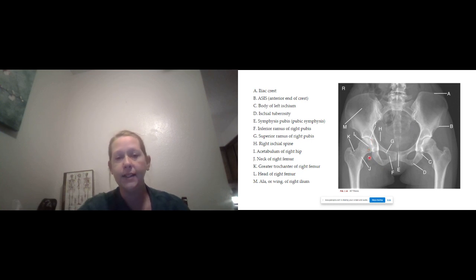I is your acetabulum. So the acetabulum is this entire portion right here. That's the cup that holds the hip joint, or the head of the hip. The M is the ala, or the wing, of the right ilium, but it's called the innominate bone.